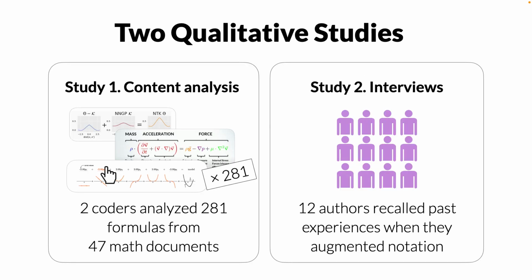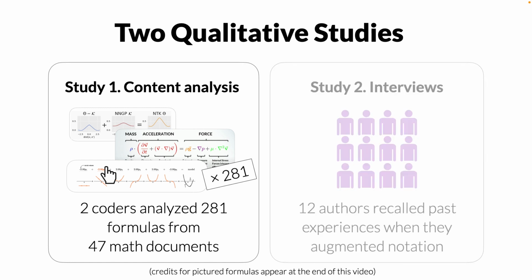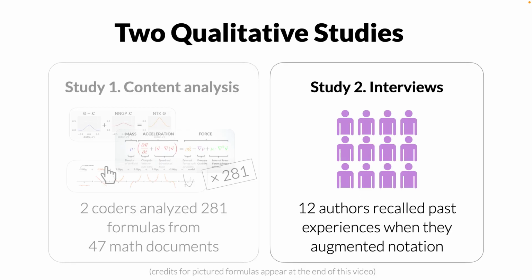First, to elicit a design space of augmentations, we conducted a content analysis. Two coders analyzed 281 formulas from 47 mathematical documents. They analyzed dozens of dimensions describing various aspects of each formula's design. Second, to understand opportunities for future tools to help authors, we interviewed 12 authors of mathematical documents containing augmented notation. Authors were asked to describe recent experiences augmenting notation, and to reflect on their motivations, processes, and the challenges they encountered.